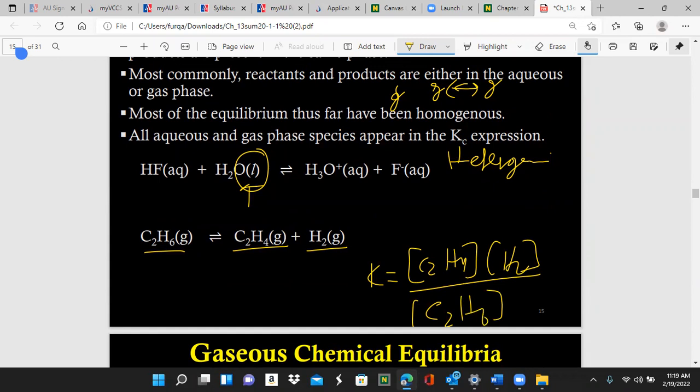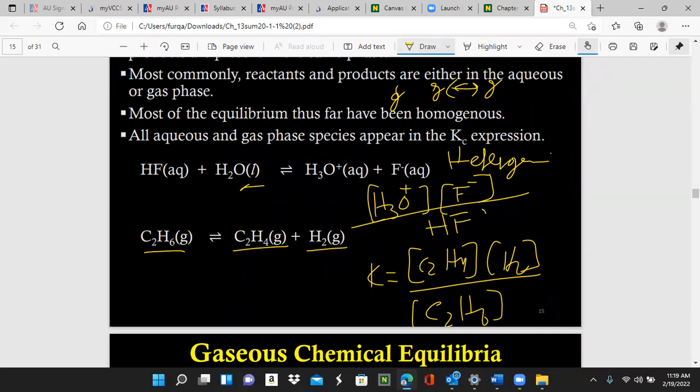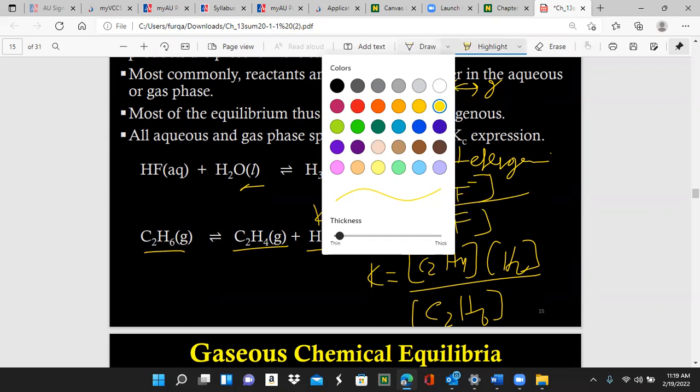But when it comes to heterogeneous equilibria, for that I have to start with the products, which is H3O plus concentration, and then F minus concentration, and that's going to be over only the HF. No liquids are included in the K expression. Okay, so that's the difference. Keep it in your mind. Do not forget that.